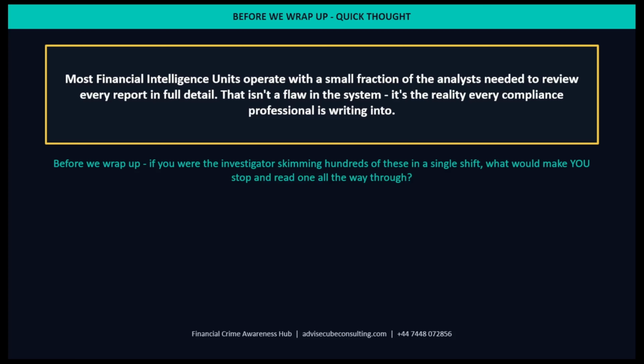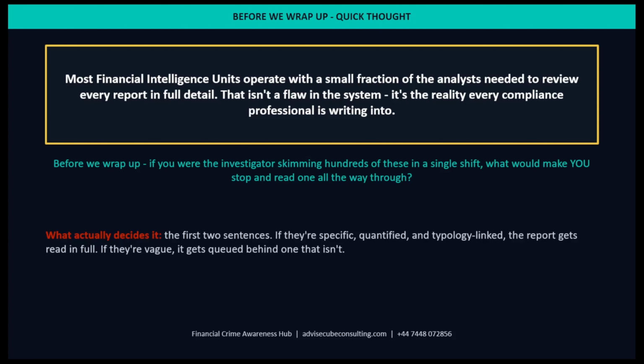So here's a question I want you to hold before we move to the summary. If you were the investigator skimming hundreds of these in a single shift, what would make you stop and read one all the way through, right? Just take a second, think of it, okay? So what actually decides? I would say it is the first two sentences, as we also described in our previous slide. If they are specific, quantified, and typology linked, the report gets read in full. If they are vague, it gets queued behind one that is not even there, probably to be read a couple of months later. Okay, so this is the entire skill in one sentence.